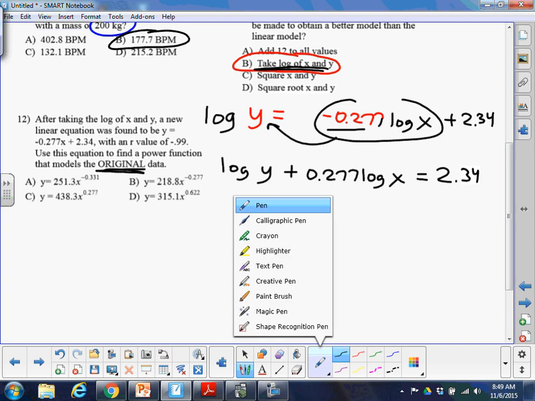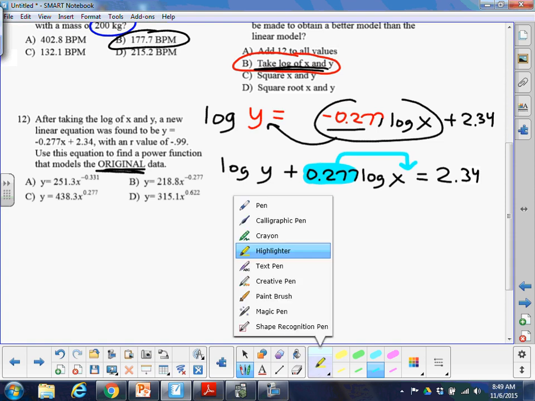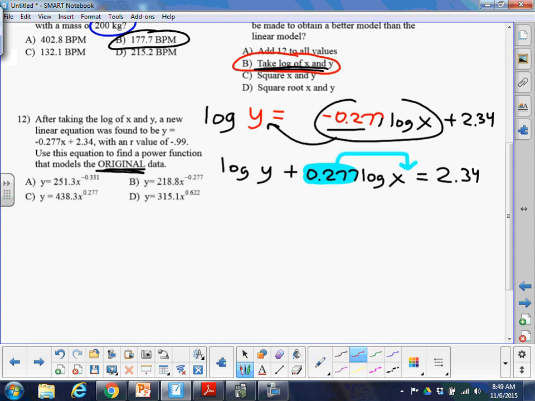One of them stated that if you have a coefficient out front, that it can become the exponent on the thing you're taking the log of. Okay, and that was kind of that power property. So this is basically log of y plus the log of x to the 0.277 power, still equaling 2.34.